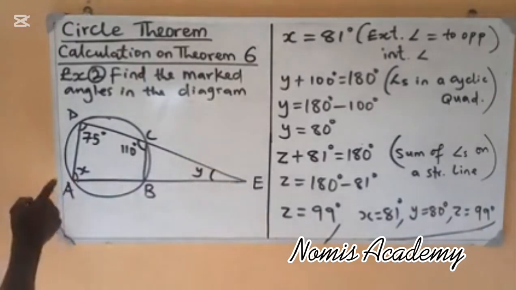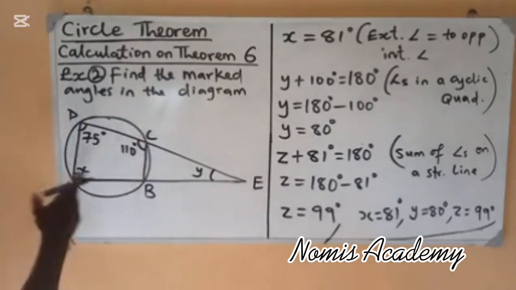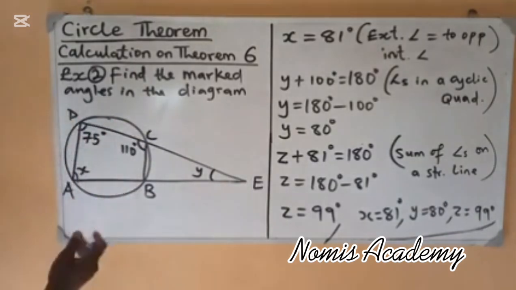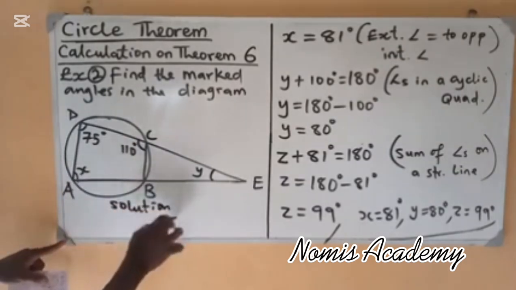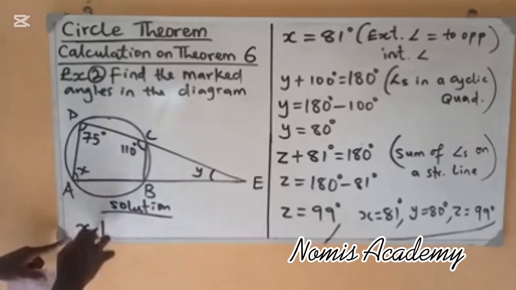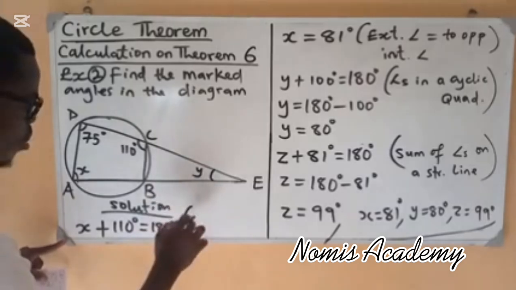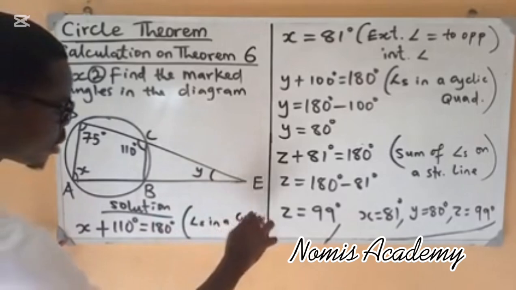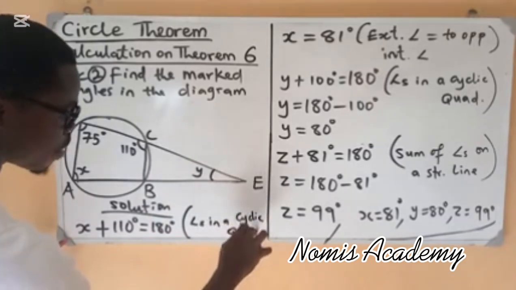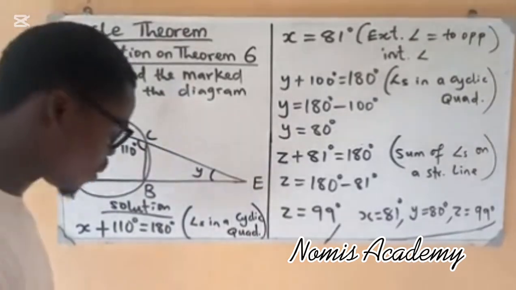We can see that ABCD is a cyclic quadrilateral. So to find X, we say solution: X plus 110 degrees is equal to 180 degrees, and that is the sum of angles in a cyclic quadrilateral.